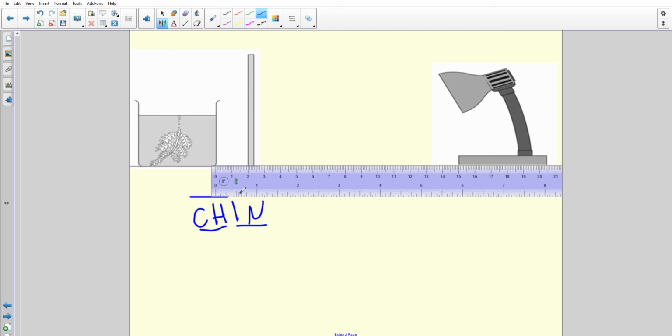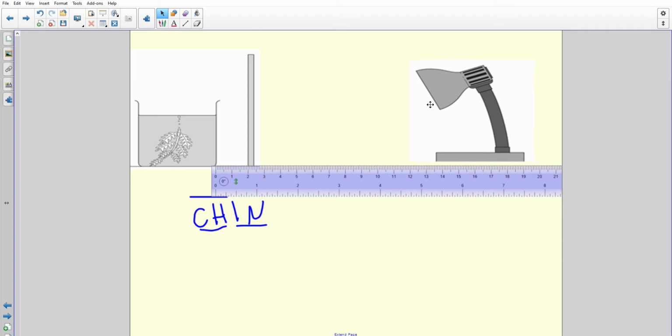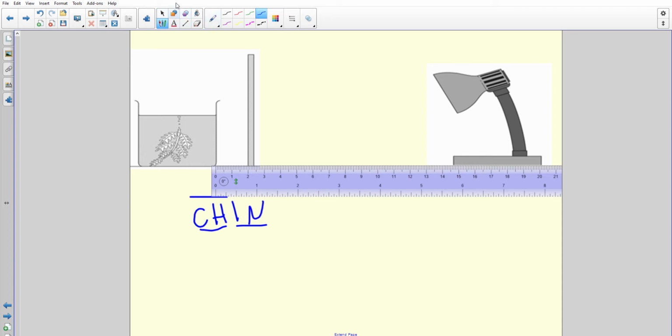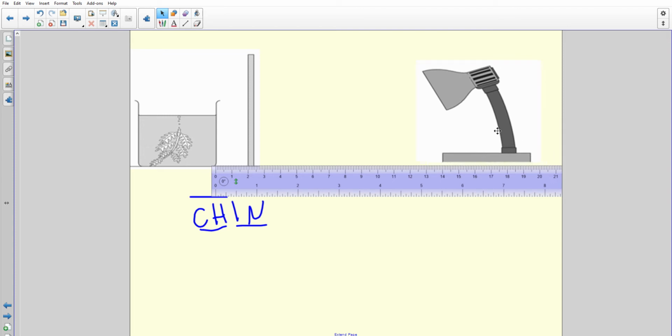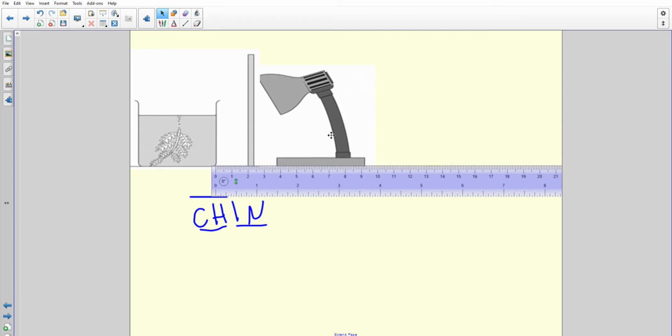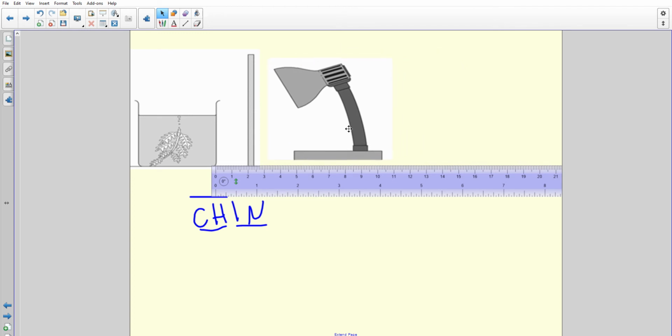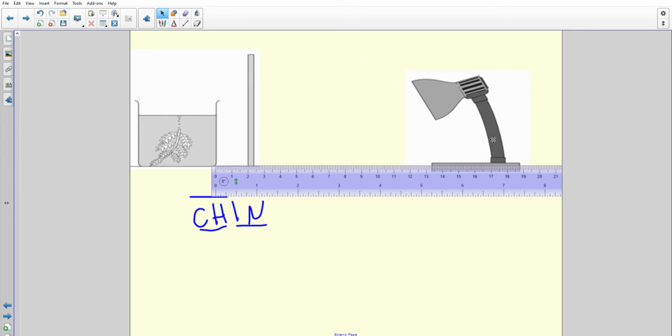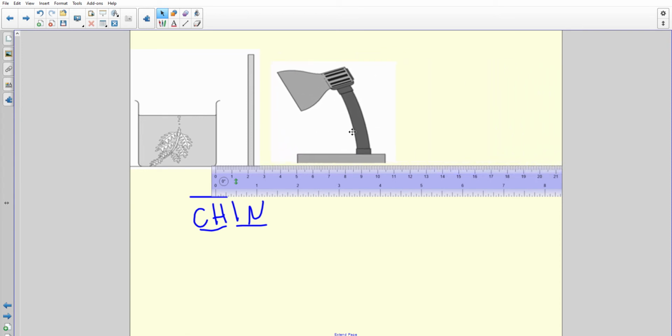And what we change each time is the distance that the lamp is from our plant. So we're changing the light intensity. Now, when you're actually answering this, what you would want to say is we are changing the light intensity by moving the lamp closer. So what we're actually changing is not just the distance of the lamp, we're changing the light intensity. We're changing how much light we've got by moving the lamp closer or further away.